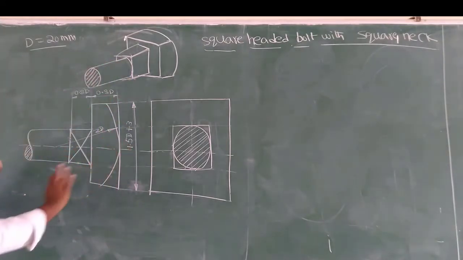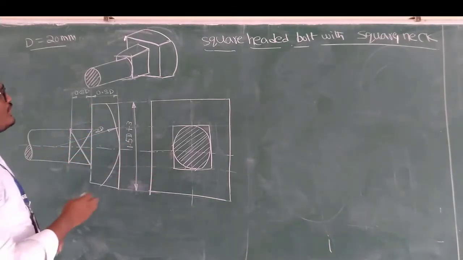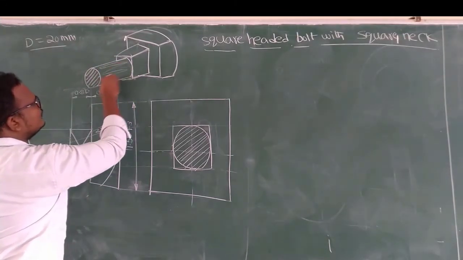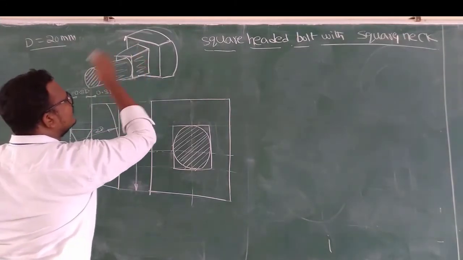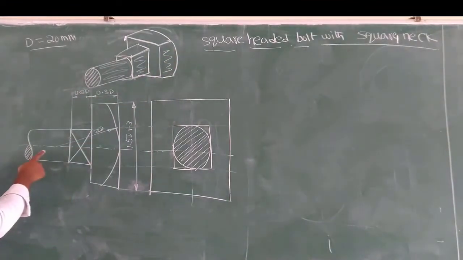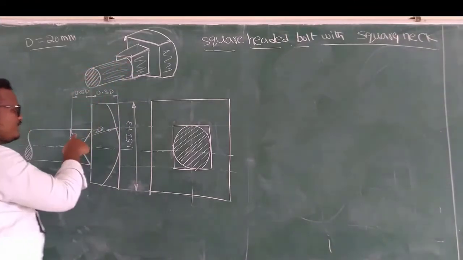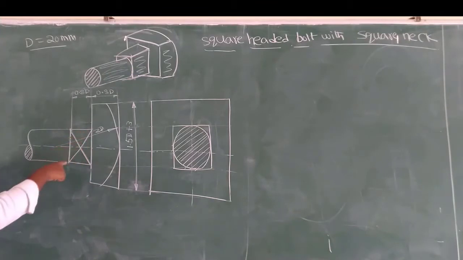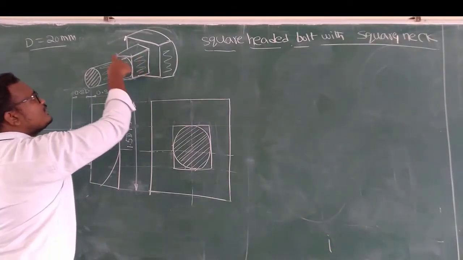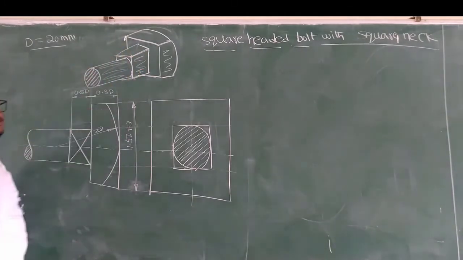If you see the diagram, this is the front view and this is the side view. From the front view, this part is visible, like this only, 1, 2, 3. This is the square part, that's why we are going to represent it like this. But the square dimension is not from this direction. This is only 0.8D.